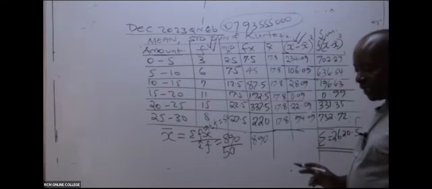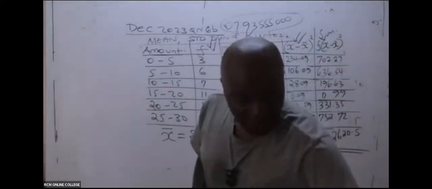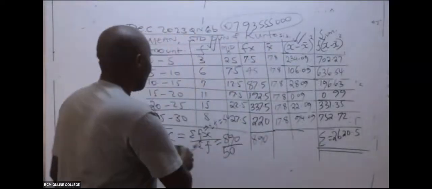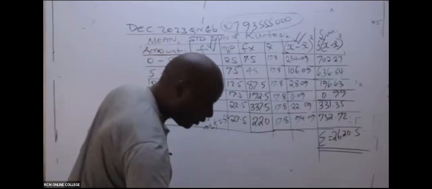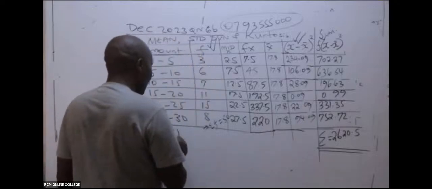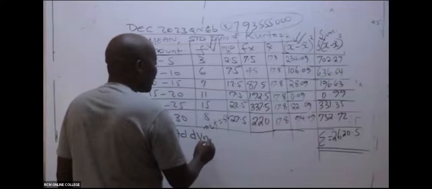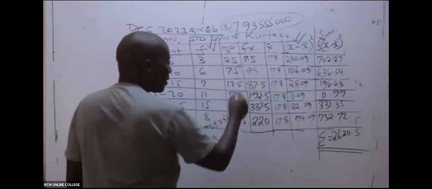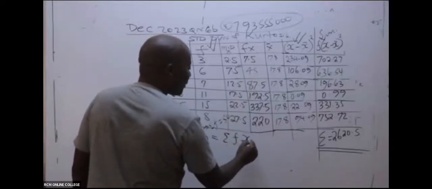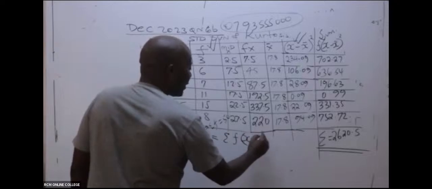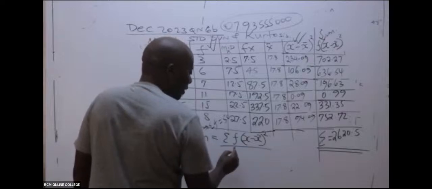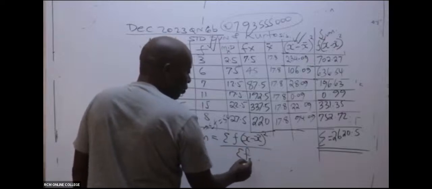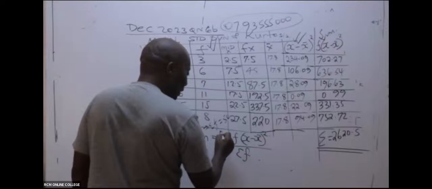Now it is after this that we can give you the standard deviation formula. How do we get standard deviation? It's very easy. You take that column, the summation of f times (x minus x bar) squared, and divide it by the summation of f. Whatever we get, we take the square root of that.